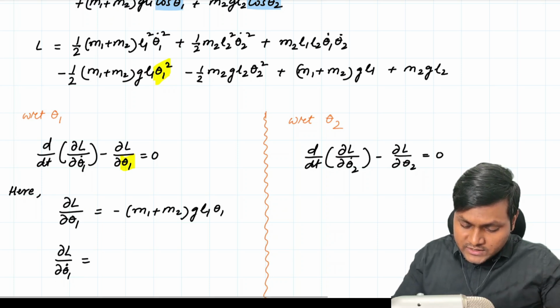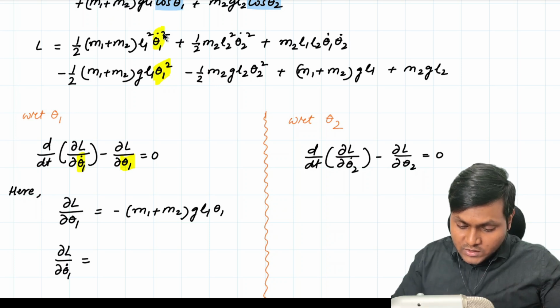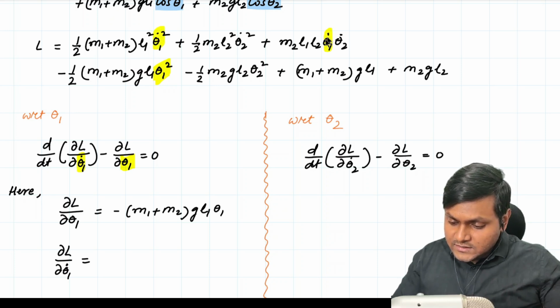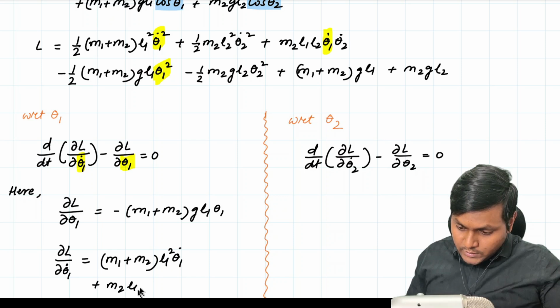And the next term I'm interested in is ∂L upon ∂θ1 dot. Now how many terms are there which have θ1 dot? So this is one term and this is another term. So we'll have 2 terms here. First is going to be (m1 plus m2) L1 square θ1 dot, and the second term is plus m2 L1 L2 θ2 dot.